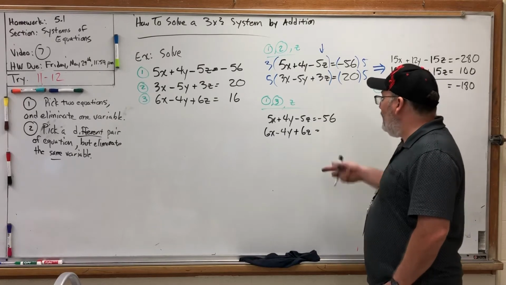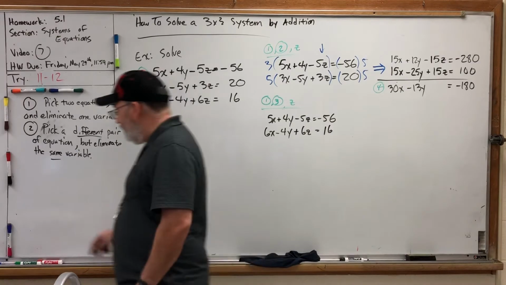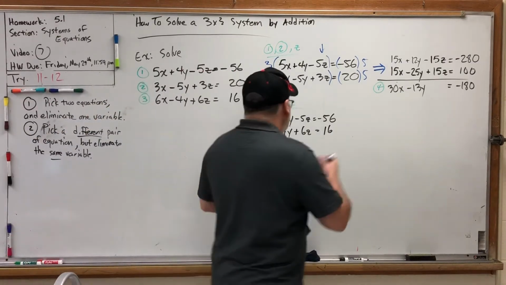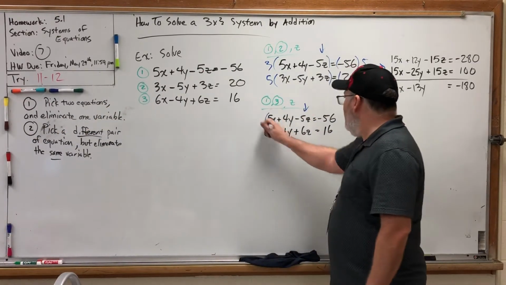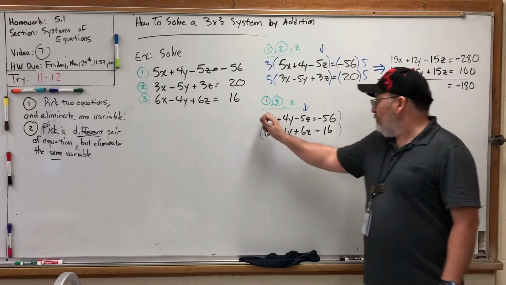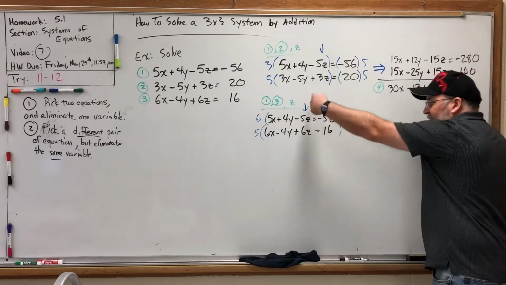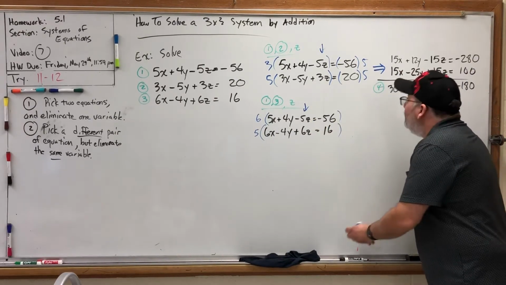6x minus 4y plus 6z equals 16. We're still concentrating on getting rid of the z's, and so we need to choose our multipliers. Since the coefficients are 5 and 6, we're going to multiply by 6 and 5. They are already opposite signed, so I don't have to adjust that.